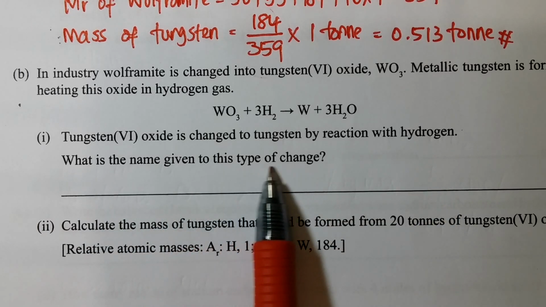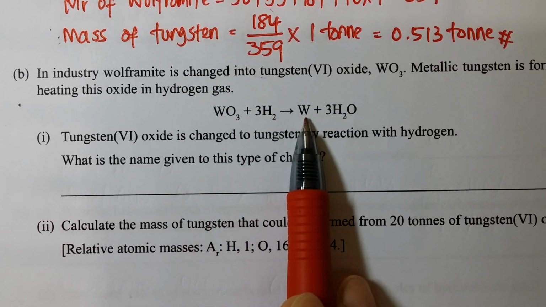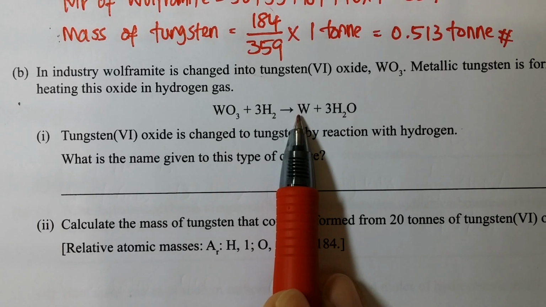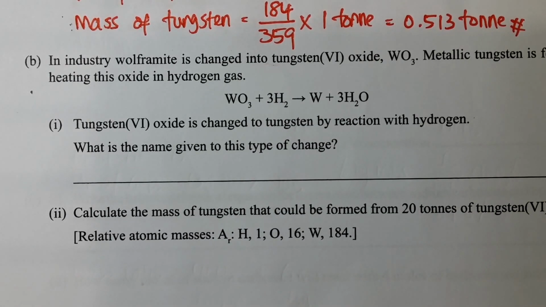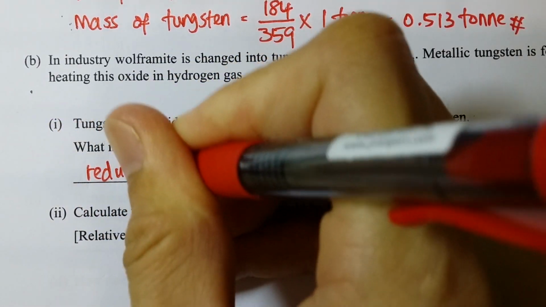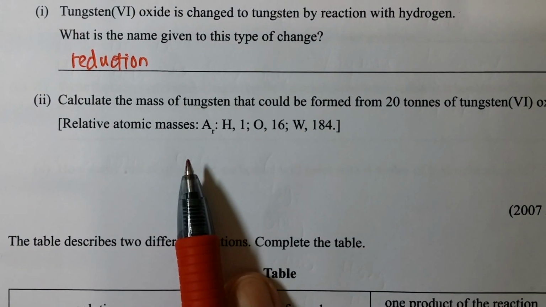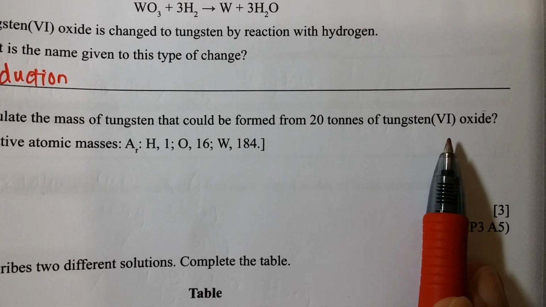What is the name given to this type of reaction, this type of change? So WO3 to W. So obviously this is a removal of oxygen, or loss of oxygen. Loss of oxygen is called reduction. Gain of oxygen is called oxidation. Reduction.